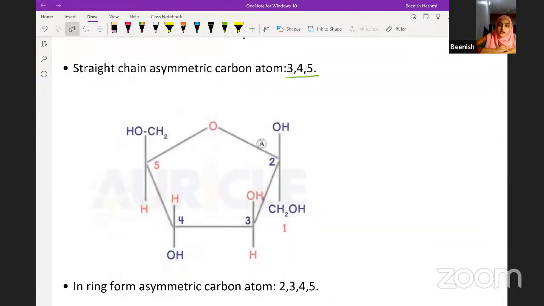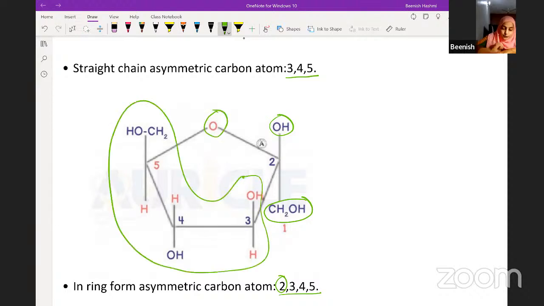Now moving on to the ring structure of fructose, we can see that in the ring form, the asymmetric carbon atoms include carbon 2, that is the functional carbon, which is also asymmetric, and then you have 3, 4, 5. So this is your carbon 2. You can see one group, the second group, this is the third group, and this is the fourth group. So in the ring structure of fructose, you have 4 asymmetric carbons, whereas in the straight chain structure, you have 3 asymmetric carbon atoms.